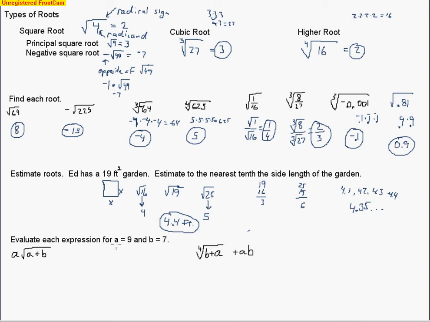Evaluate each expression. Evaluate means substitute. Take that 9 and put that in for all the a's. So we're going to put in for this a here and this a down here. And then take that 7, put that in for the b, and see what you get.